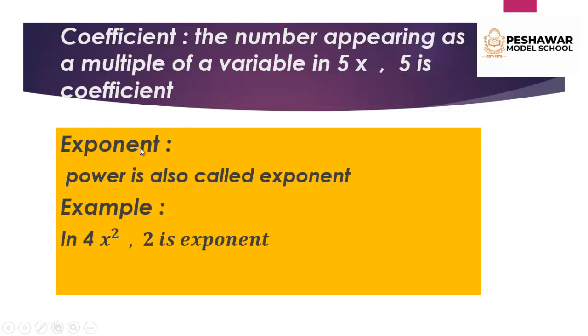Next is exponent. Exponent is also known as power. Power and exponent both are the same thing. In the example 4x raised to the power 2, the 2 is called the exponent, or we can say that 2 is called the power.